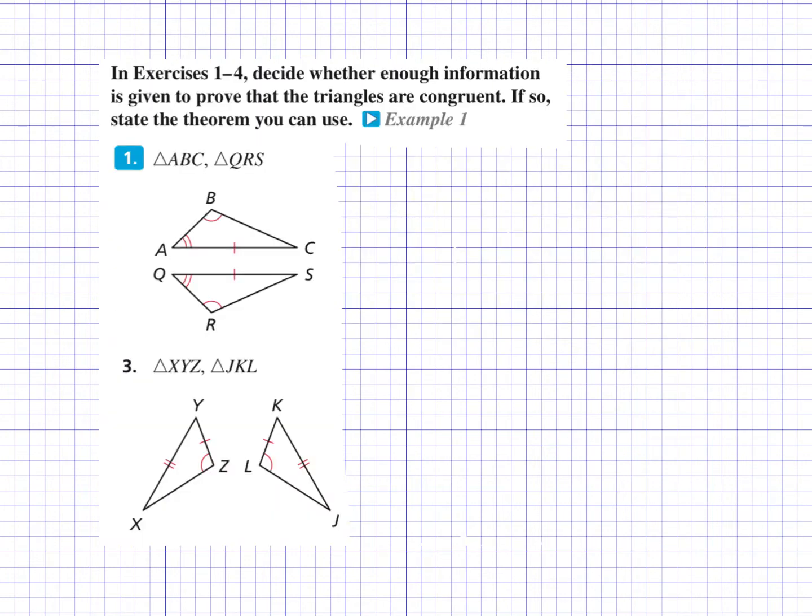All right, number one, decide whether enough information is given to prove that the triangles are congruent. All right, so notice our order, A, B, C, double angle, single hash mark to C, and then Q, R, S, double to single, to the vertex. All right, so that's in the right order. And what do we have here? We have angle, angle, side. So it's correct, so we would say yes, that would be angle, angle, side.